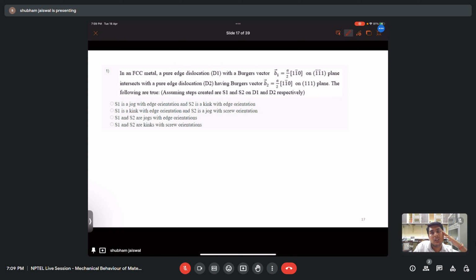Please try to answer this. First, you need to check the Burgess vector, whether this is perpendicular or parallel. Then try to draw the plane containing the Burgess vector. Then use the concept that the step formed in dislocation 1 will be parallel to the Burgess vector of dislocation 2 and its size will be equal to the Burgess vector of that dislocation 2.